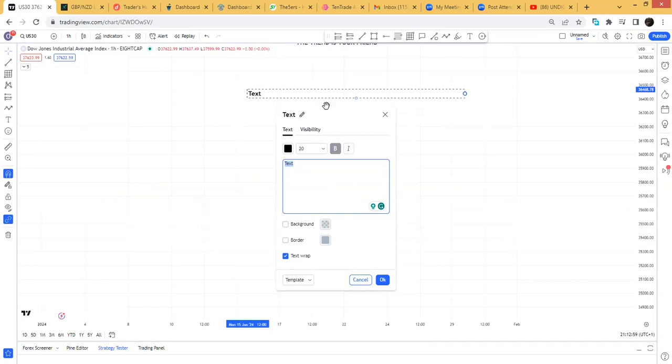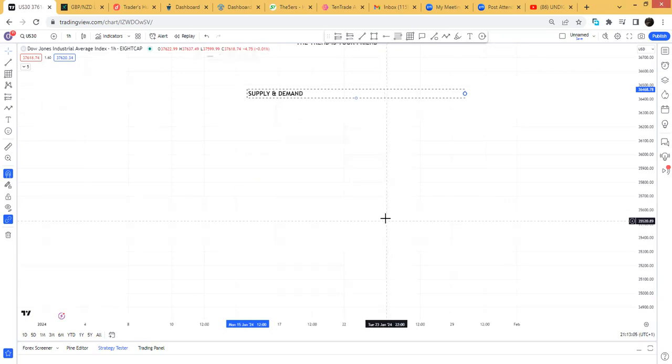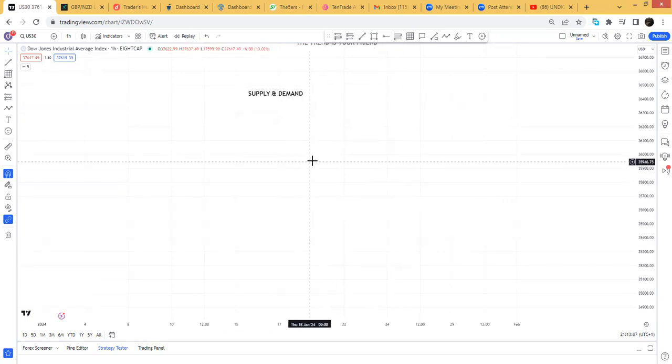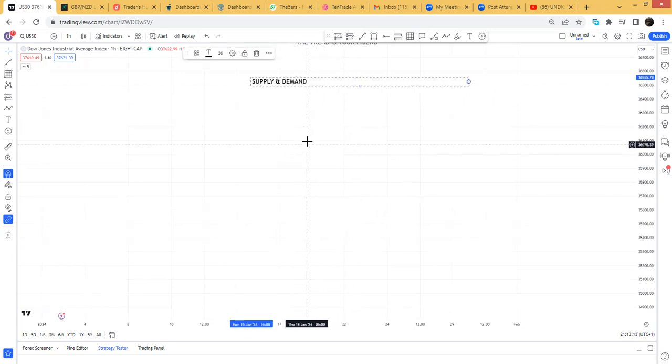So now we are going to supply and demand. And basically, what's supply and demand? It's all about market forces. That's what supply and demand is all about. Okay, supply and demand is all about market forces.